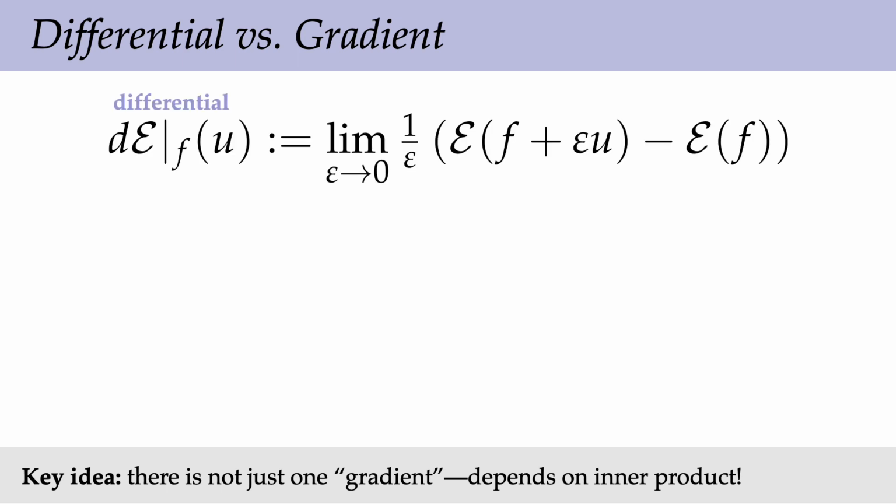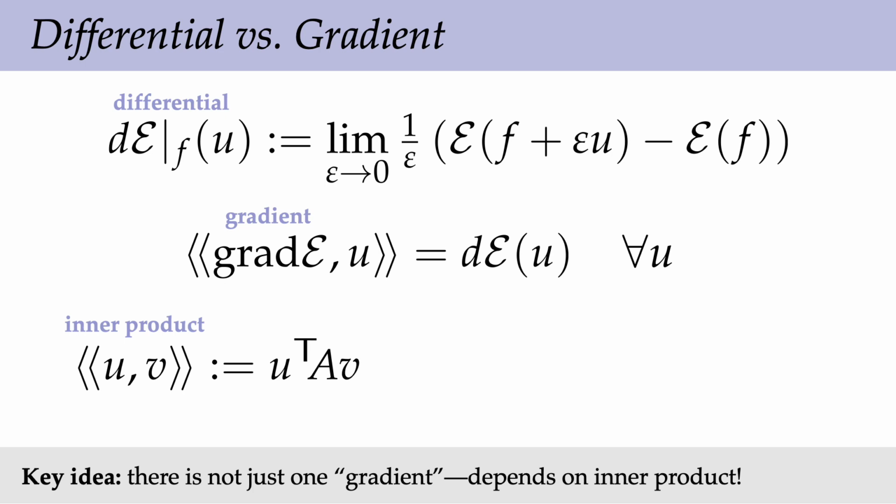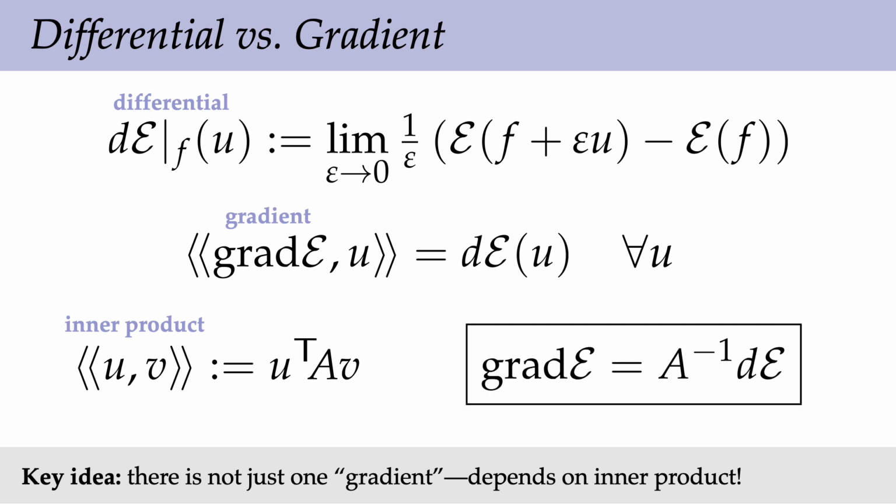So more explicitly, the differential of an energy, E, called dE, tells us for any direction u, what is the change in E if F moves with velocity u, okay? The gradient is a different quantity whose inner product with any u gives us the differential in the direction u. So for instance, if we think about the inner product as being given by a positive definite matrix A, then the gradient is related to the differential by the inverse of A. And since there are many possible choices of inner product, that means there are many possible ways to do gradient descent. One classic example is Newton's method.